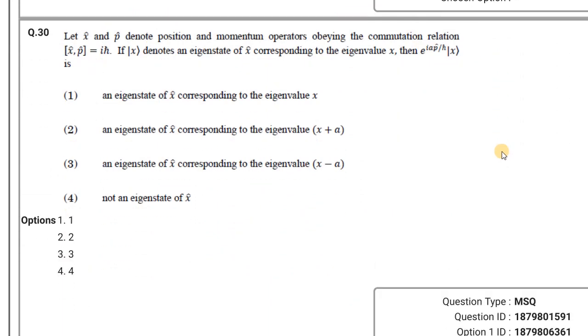Most of the people will do this wrong, because most of the people will take the answer here. But this actually shifts your x. This is not your ij. This is not a wave function. This is an x vector. So this operator actually shifts your x vector from x to x plus a, but that does not mean that the eigenvalue becomes x plus a. Rather, that eigenvalue becomes x minus a.